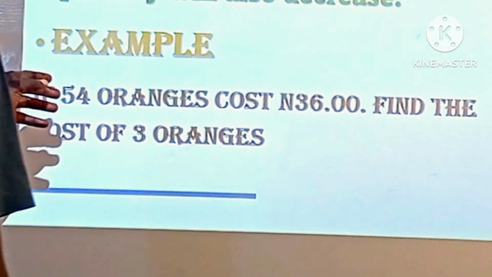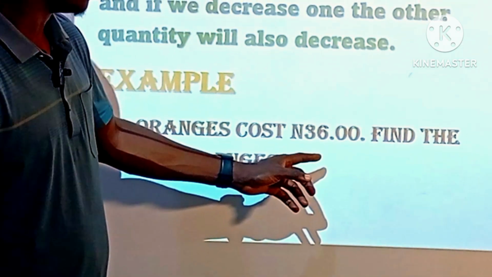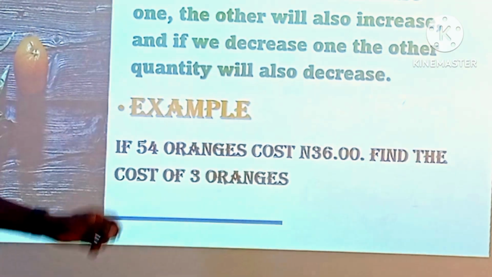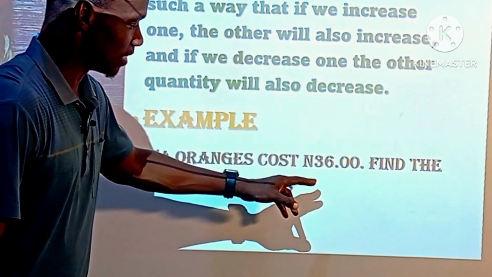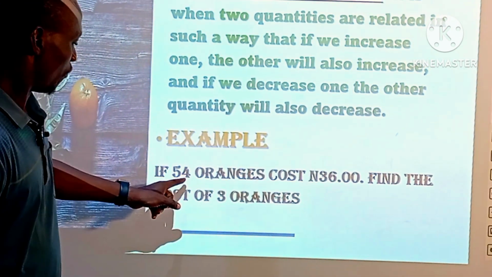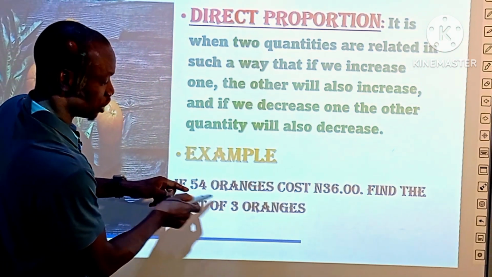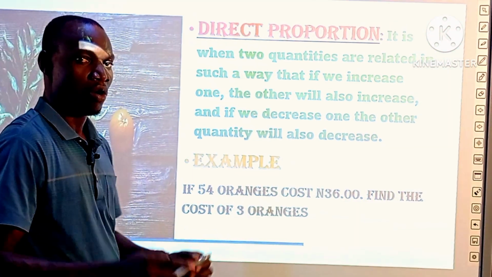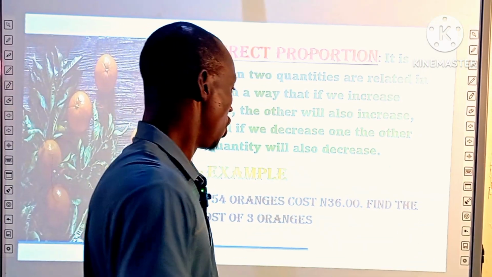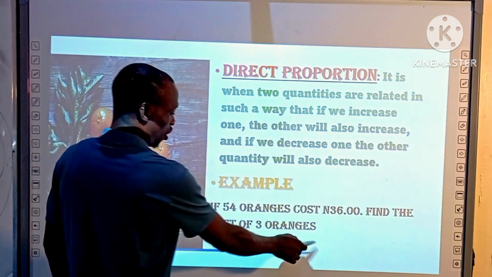We have our first example for today. If 54 oranges cost 36 naira, find the cost of 3 oranges. We know that 54 oranges cost 36 naira. Now we discover that the quantity of oranges has reduced. In that case, we are rest assured that the cost of 3 oranges will also reduce from 36 naira. So let's check and know our rate of reduction.